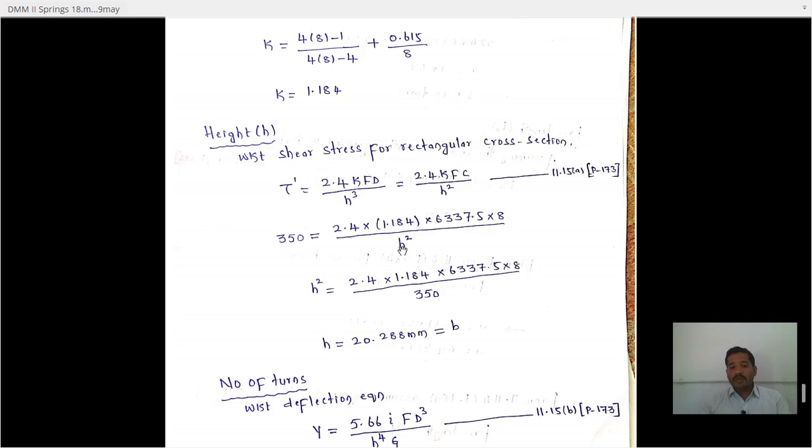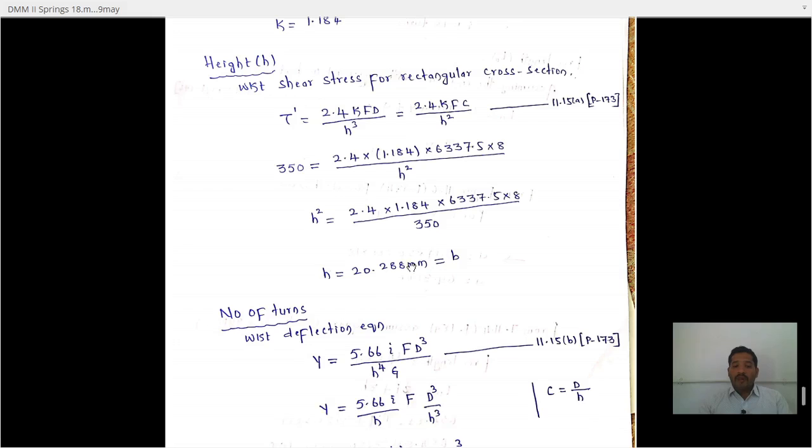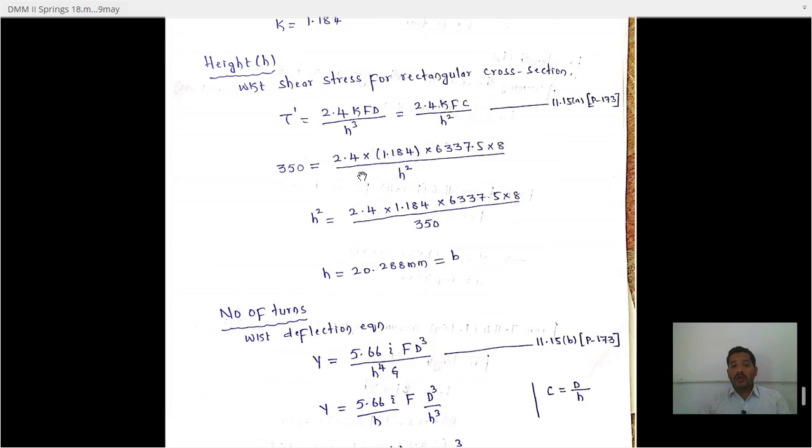If we cross multiply toward the left side, first of all we need to cross multiply, so h square equals 2.4 into 1.184 into 6337.5 into 8. Just divide this value by 350. After that you calculate with the help of a calculator, and you will get the answer, 20.28, if you take the root. So we know very well that the breadth is always equal to the height.